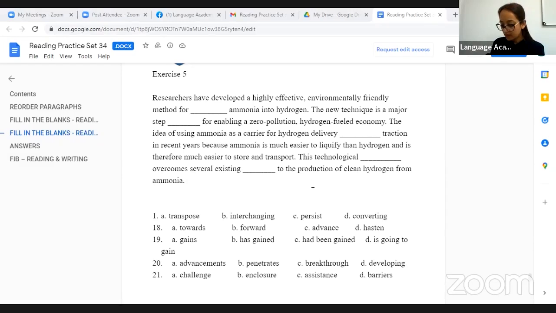And here we are for the last question of reading and writing blanks for today, and you have 2.5 minutes for this. Please post your answers once you have done.